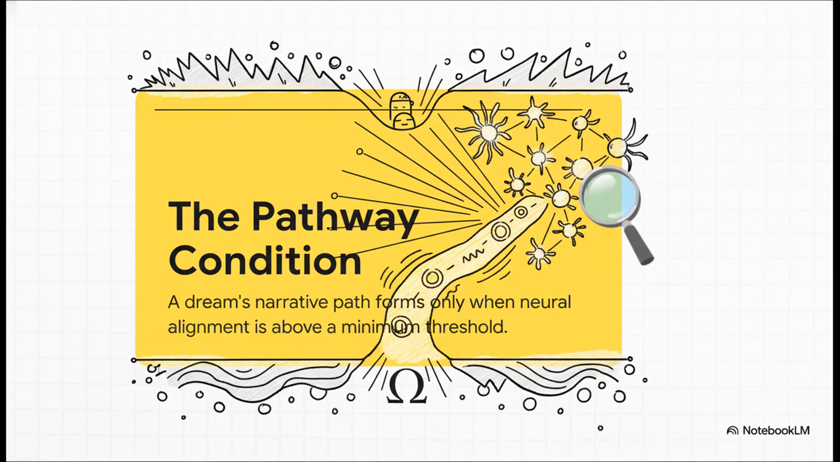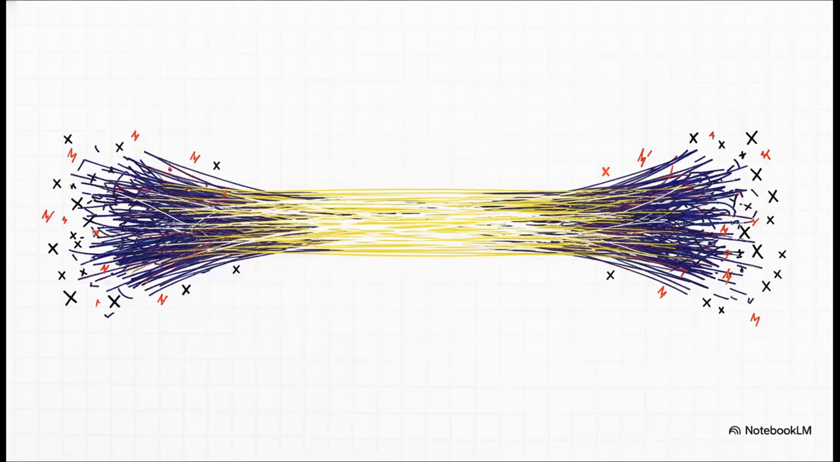If that alignment isn't strong enough, the pathway just can't form, and the dream kind of fizzles out. And this is so cool. Check out what happens right at that peak. In the very center of the pathway, everything's perfectly aligned. That's the dream at its climax.